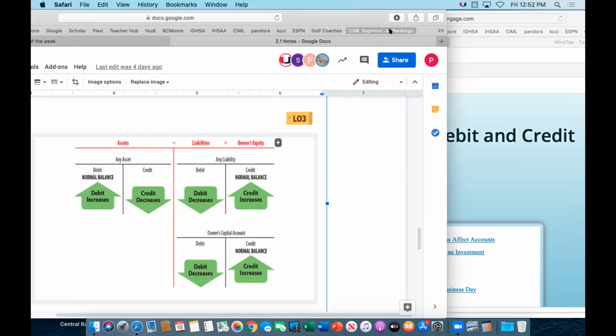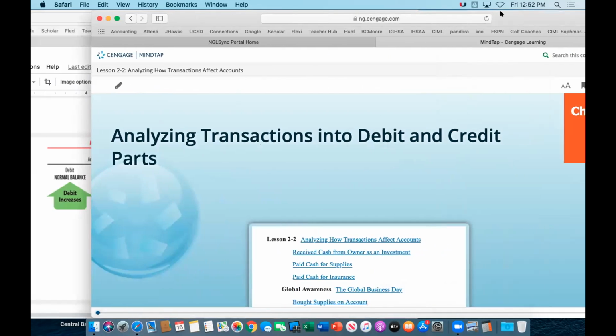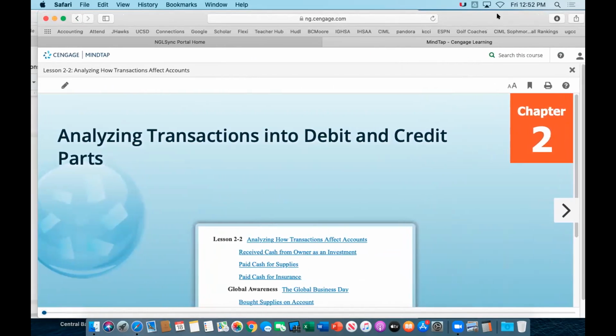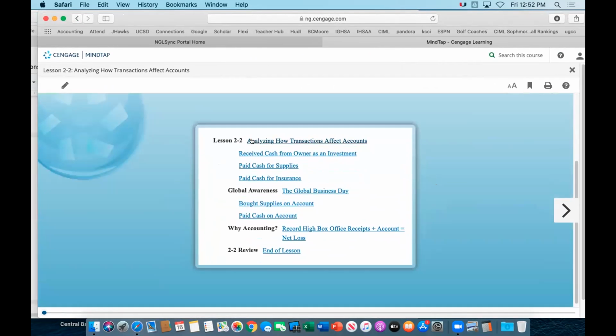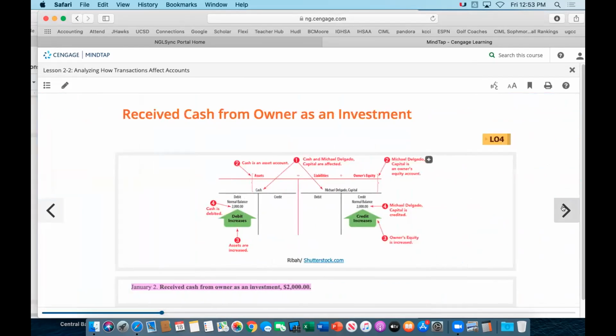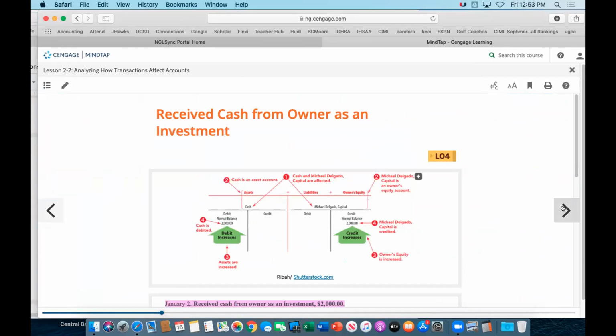Okay, we good with that one? Let's go over 2.2. Okay, and what we're going to do with these sheets, see this 2.2, it says analyzing how business transactions affect accounts. We're going to go over these transactions. So what I'm going to do is I gave you one too many.